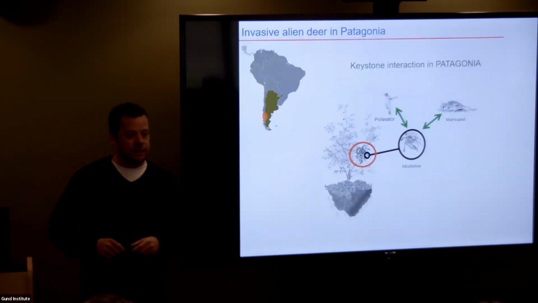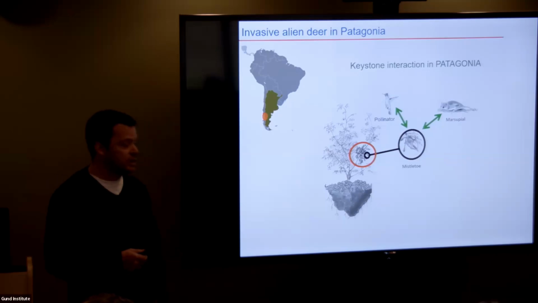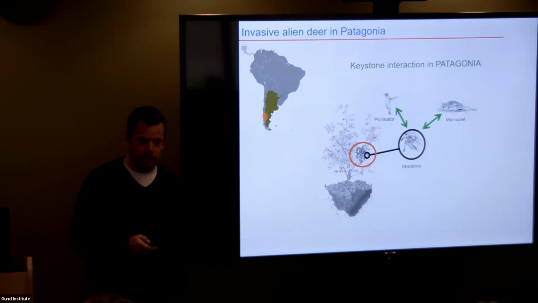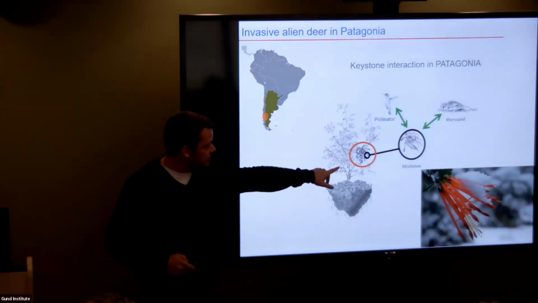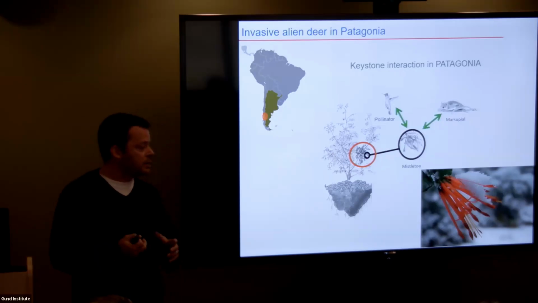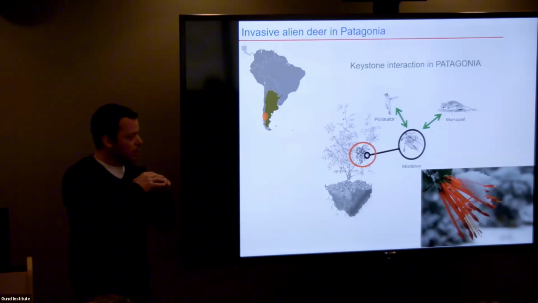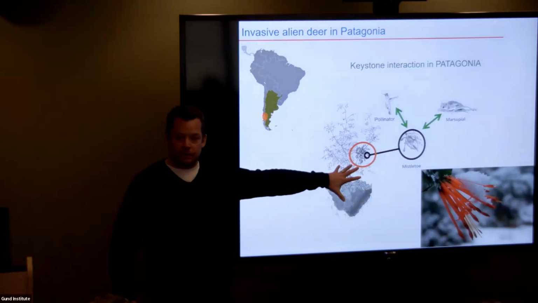Now let's go down to Patagonia. So let me talk about this keystone interaction that I've been working on for almost 26 years now. It's with mistletoe. The cool thing about this mistletoe is that it produces flowers in the middle of the winter. Similar winter to here. So you go to the forest, everything is covered by snow, and you see these beautiful red flowers.